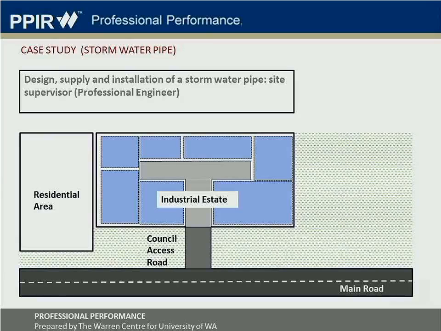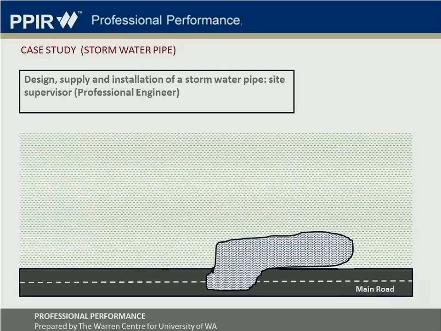So you can see the purple is where all of those businesses are. You can see the council access road is the vertical one on the drawing, and the main road is the horizontal one down the bottom, and there's a residential area on the left. Now, we're going to be given a task related to this.